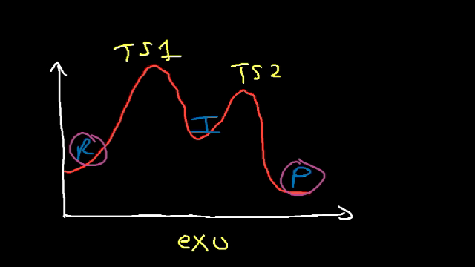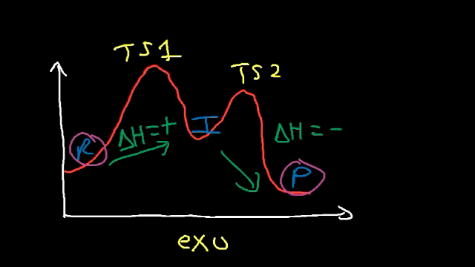reactants. But the first step is endothermic because the intermediate is higher than the reactant. So delta H is positive for the first step, but for the second step, it's exothermic. Delta H is negative. But overall, going from reactants to products, we see that we're going down, so it's exothermic overall. Now, which step is the slow step? Which step is the rate determinant step?